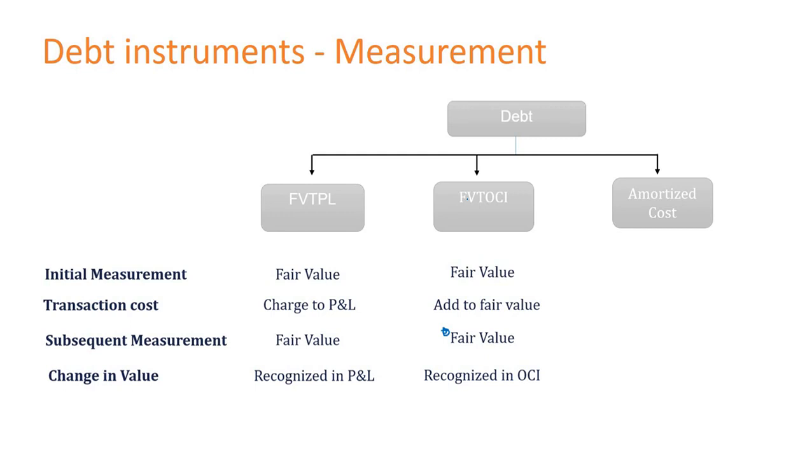Amortized cost, initial measurement at fair value, transaction cost you need to add to the fair value. This is the important part. Subsequent measurement, you have to do at amortized cost. The difference is recognized in P&L. This is also something a little strange and new for you. Amortized cost.